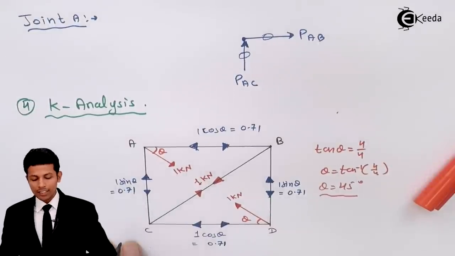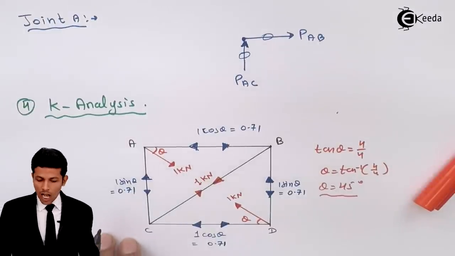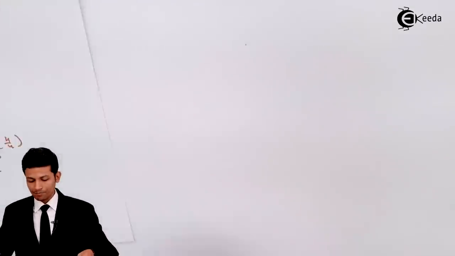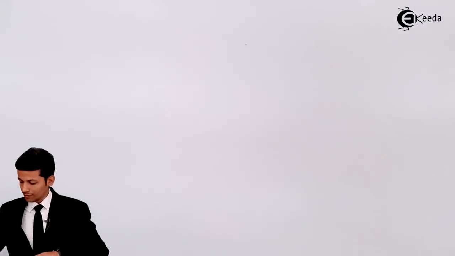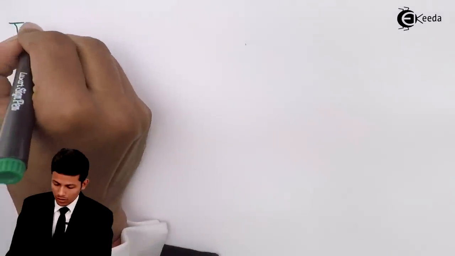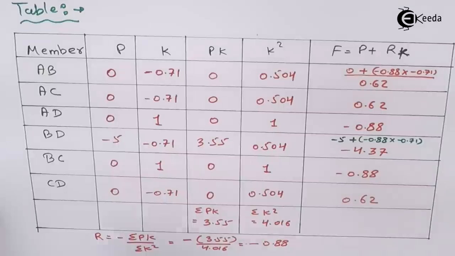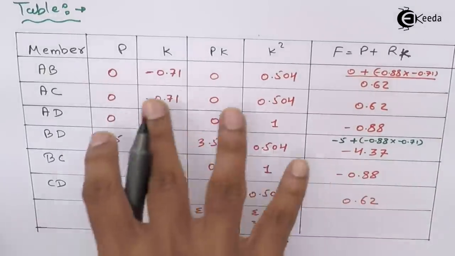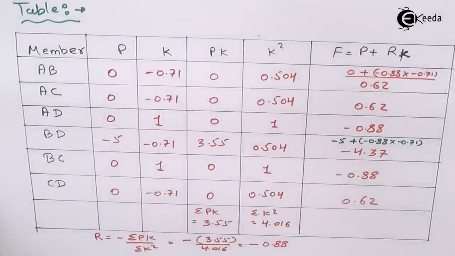Now we are done with the K analysis also. After that, our fifth step will be the table. Now we have to draw the table. Now friends, see, we have to see this table. I have already written all the values. Now we just have to see them.